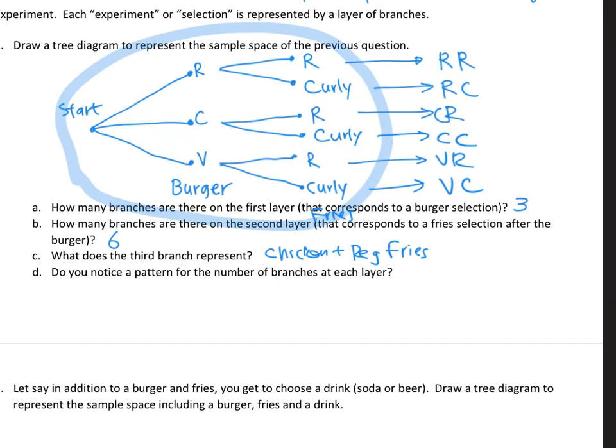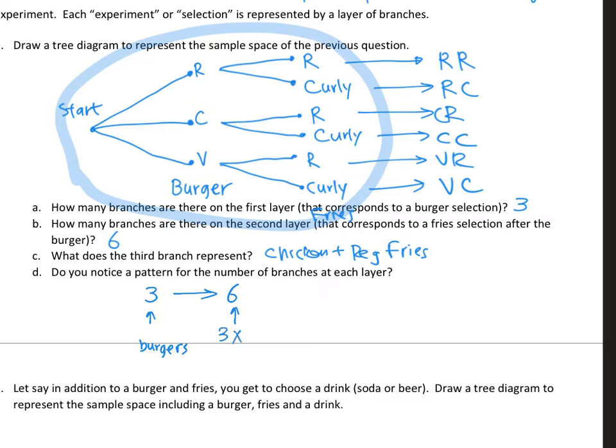And the next question, do you notice a pattern for the number of branches at each layer? Okay, first layer we had 3 branches, and then we went to 6. Why is it that we started from 3 and then went to 6? Well, 3 represents how many burgers. So that one is not too bad. And then how does 3 become 6? Because for each burger, we had 2 choices of fries. So if you look at 2, 2, 2, that's basically 3 times 2. So that's how I got 6.